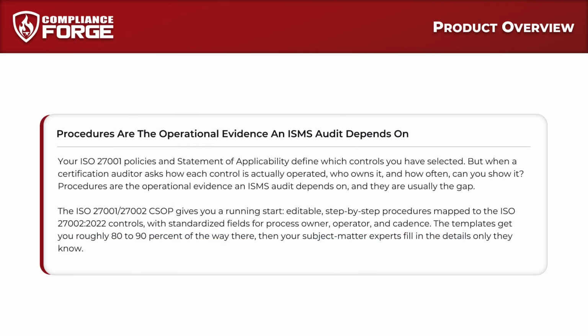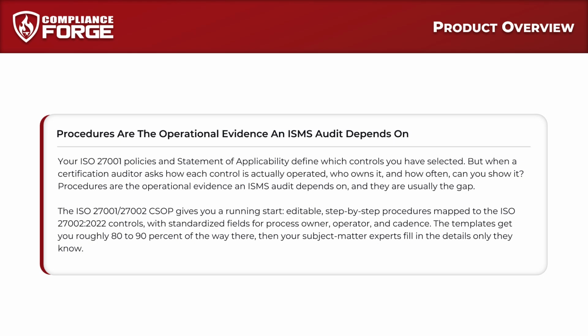Your ISO 27001 policies and statement of applicability define which controls you have selected. But when a certification auditor asks how each control is actually operated, who owns it, and how often, can you show it? Procedures are the operational evidence an ISMS audit depends on, and they are usually the gap.